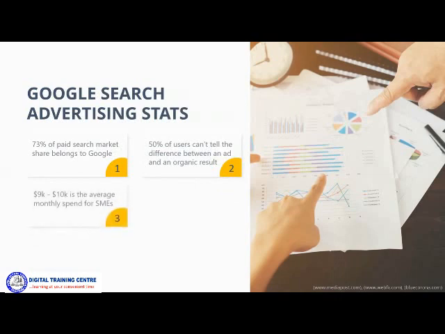Between $9,000 and $10,000 is the average monthly spend for small to medium enterprises, and 51% of searches are longer than 4 words. These last two stats in particular are good to bear in mind when it comes to thinking about budgets as well as the keywords that you target.